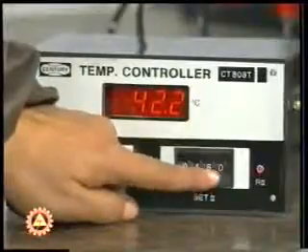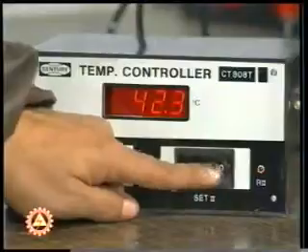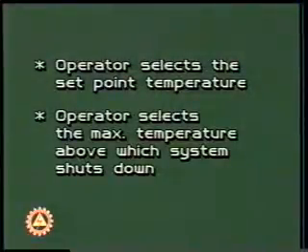How does the operator interact with such a system? In our temperature controller example, the operator selects the set point temperature and also specifies the maximum temperature above which the process should shut down.